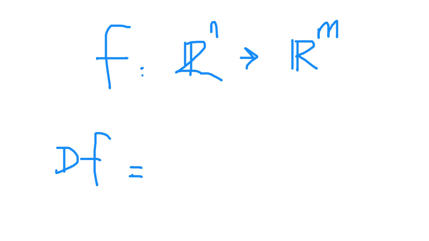So F goes from n space to m space. What is DF? How does DF look like? You have no idea. You can tell me you have no idea. Is it R to the m to R to the n? Okay, opposite? Okay, let me ask you this.